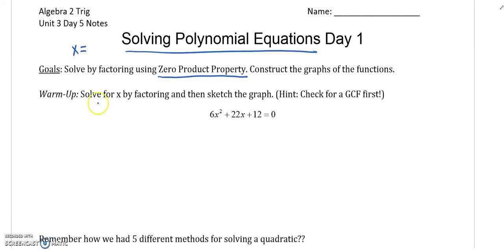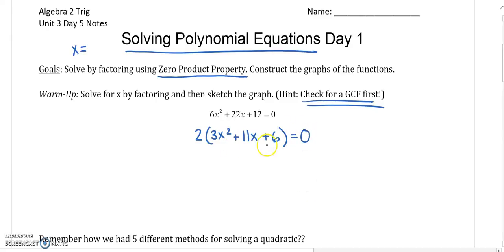This warm up: solve for x by factoring and then sketch the graph. Hint, check for a GCF first. Remember, we shouldn't need that hint. We always check for a GCF. In here, it looks like it'll be a 2. So 3x squared plus 11x plus 6.